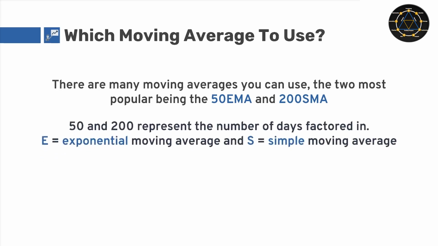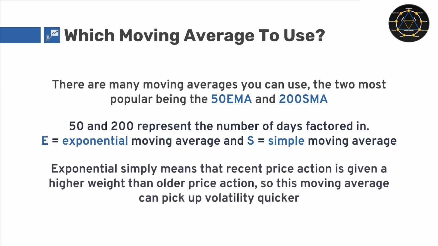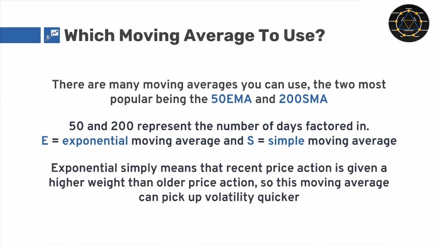So you can see the exponential and the simple, and the 50 and the 200 represent, like we said, the number of days or candles, depending on the time frame, that factor into that equation. So we know now the difference between those two. You can then of course try them out in your trading. You could have both of them. Some people use a 20, a 30. There's different strategies that use different ones.